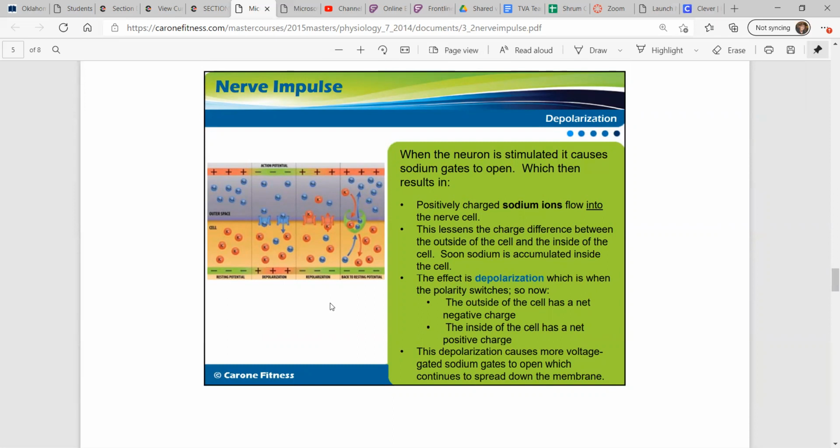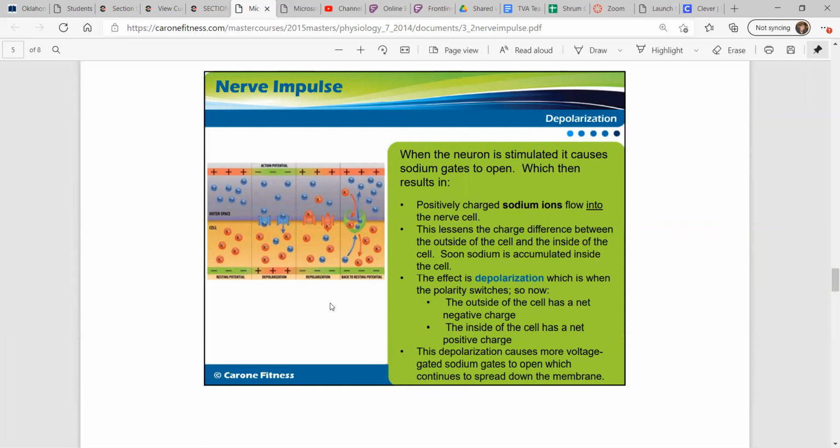That lessens the charge difference between the outside of the cell and the inside of the cell. Soon, sodium is accumulated inside the cell. And the effect of that is depolarization, which is when the polarity switches. So now the outside of the cell has a net negative charge, and the inside of the cell has a net positive charge.